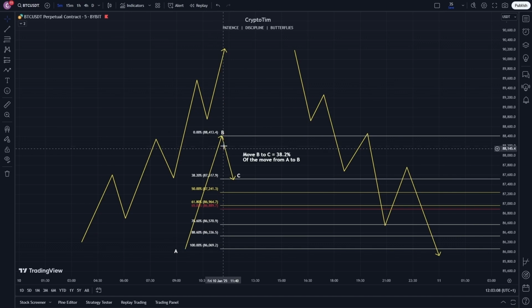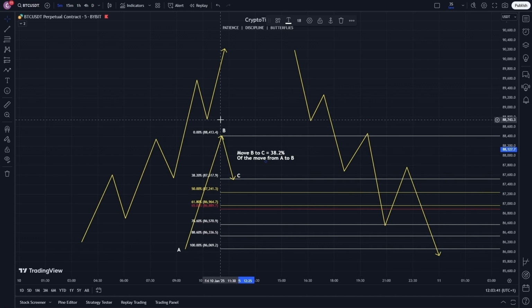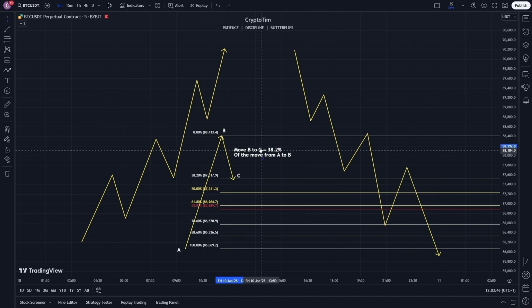So the move from A to B and the move from B to C are just given in terms of percentage here with your Fib. Of the initial move AB, the correction of B to C was 38.2% of the total move. So these Fibonacci retracements are nothing more than a percentage of your total initial move, just the correction of your initial move. I hope that's somewhat clear.